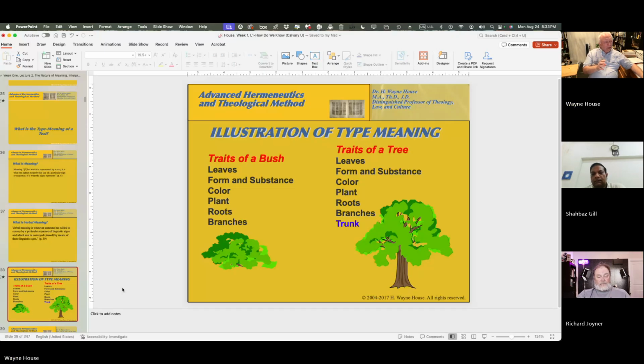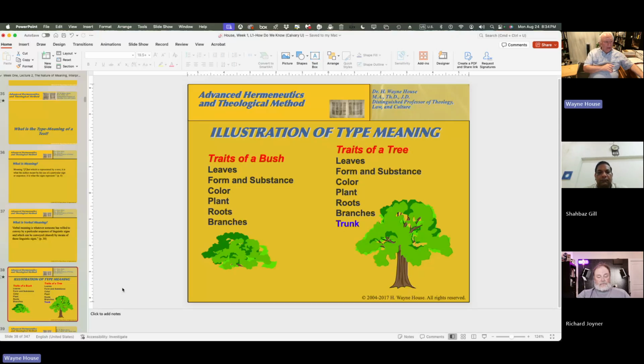That's important. So notice a bush has leaves, has form and substance, like even a cantaloupe has form and substance. I mean, everything has to have certain things: leaves, form and substance, has to have a color, has to be a plant by definition, has roots and has branches. This makes a bush a bush. If it didn't have these elements to it, it wouldn't be a bush.